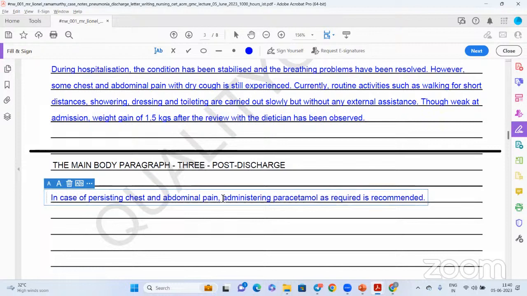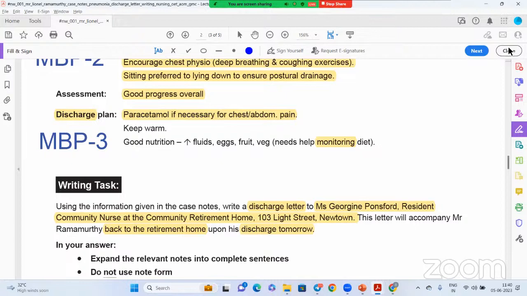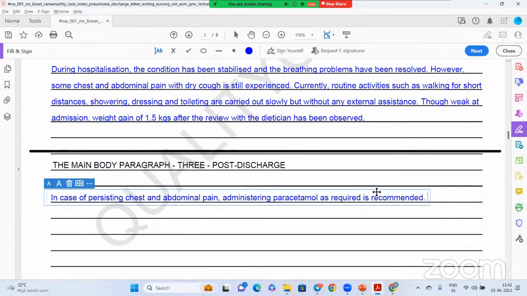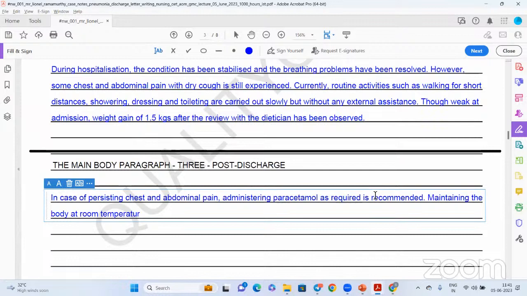Next point is here. Keep the body warm. Maintaining the body at room temperature, or keeping the body warm, maintaining the body warm is advised, is recommended, is suggested. Like that you can write.